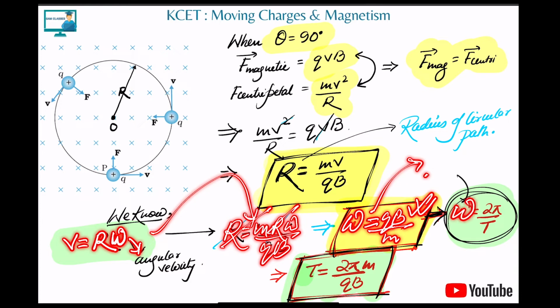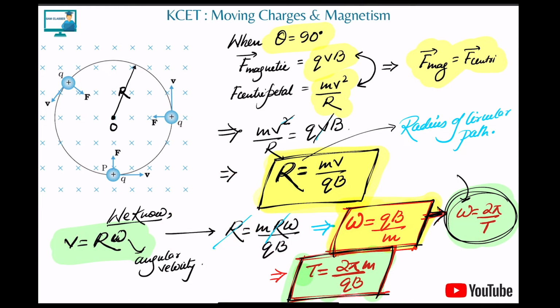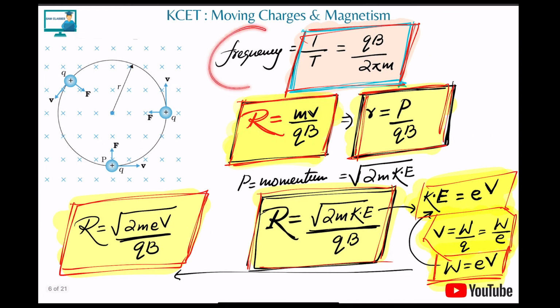Now what about angular velocity? We know angular velocity has a relation with the time period. What is that? 2 pi by T. So we can write T is equal to 2 pi m by qB. So we got the time period also, correct? We got the time period, the radius, the angular velocity. So we got a lot of stuff. Let's see what else we can get. Now, what about frequency? Frequency is nothing but 1 by time period, so that is equal to qB by 2 pi m, correct? So we got the frequency of the charged particle also.